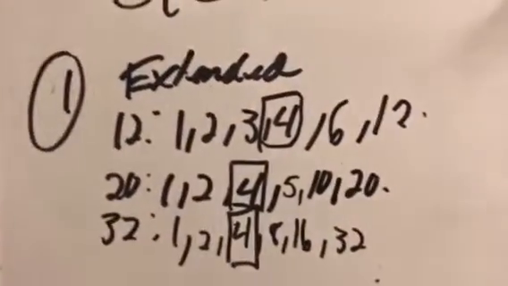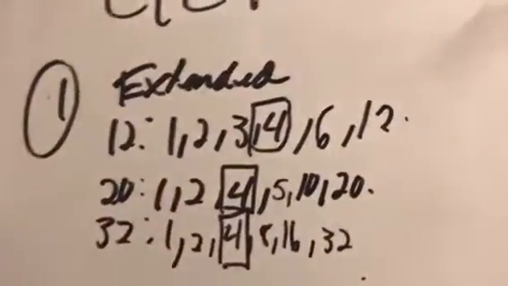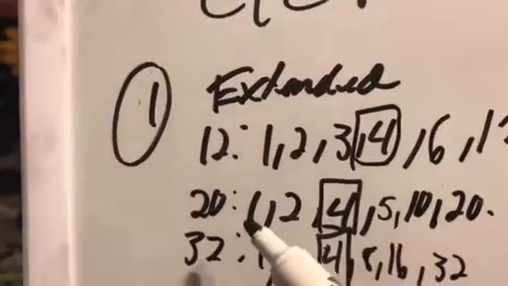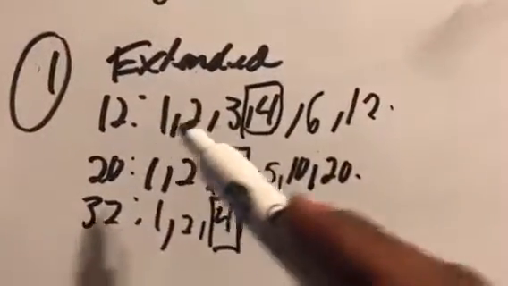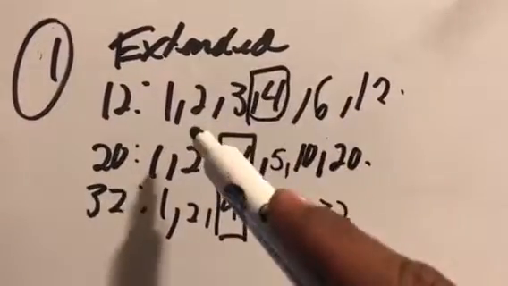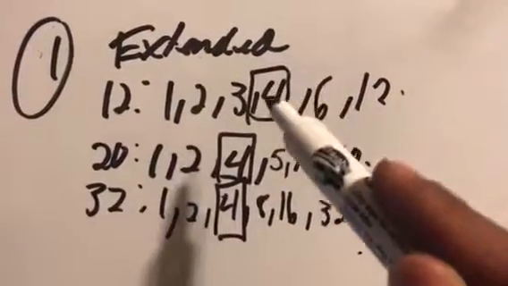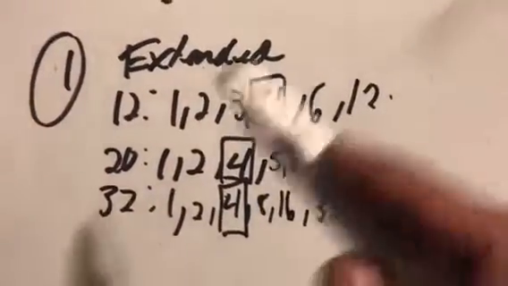So for the first method, I have the extended one, the one that you write across, where you write all the numbers. So we have the three numbers already listed, which are 12, 20, and 32. The first factor they all have in common is 1. So for the factors of 12, it's 1, 2, 3, 4, 6, and 12.